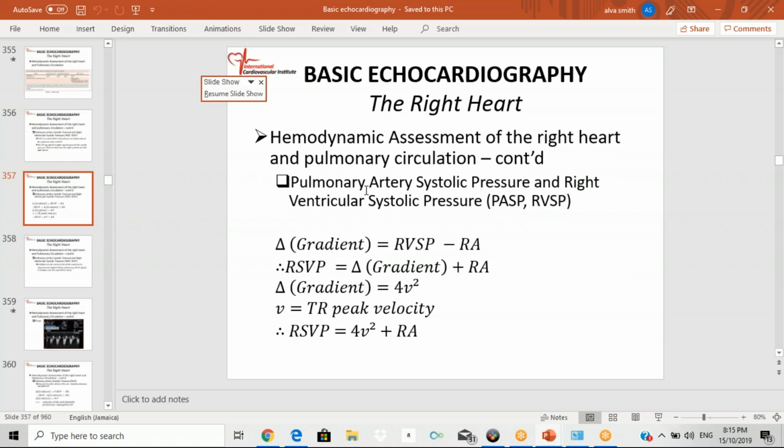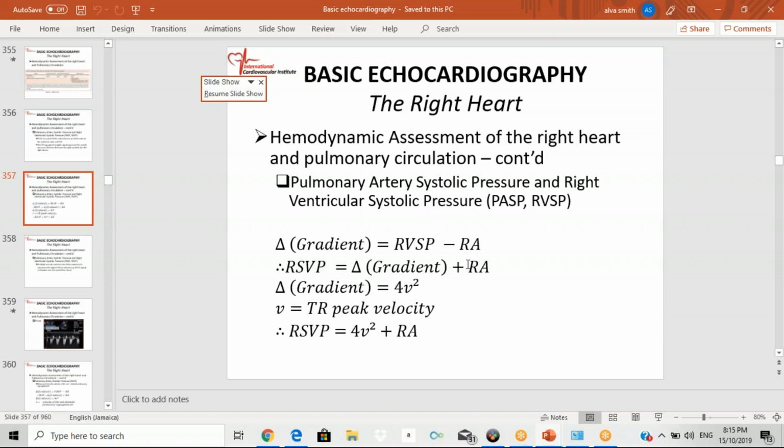If you want to develop the concept, then the gradient across the tricuspid valve in systole, that's the pressure difference, is equal to the right ventricular systolic pressure minus the right atrial systolic pressure. That's the gradient, the pressure difference. If you rearrange the equation to get your right ventricular systolic pressure, then the right ventricular systolic pressure is equal to the gradient plus the right atrial systolic pressure.